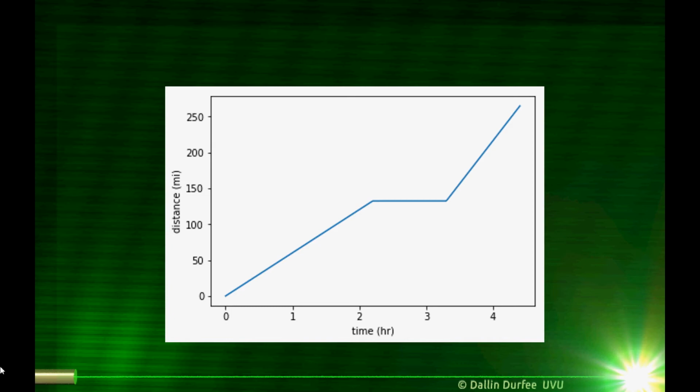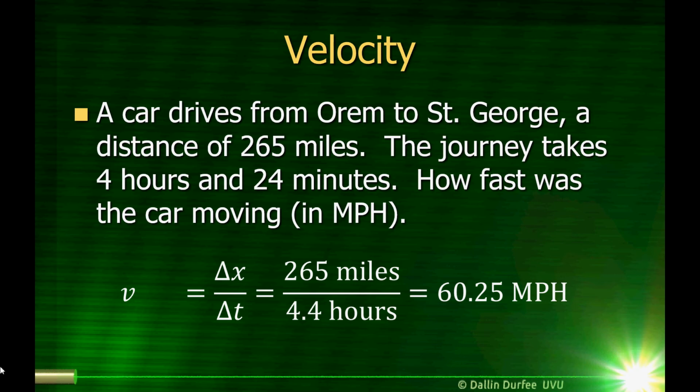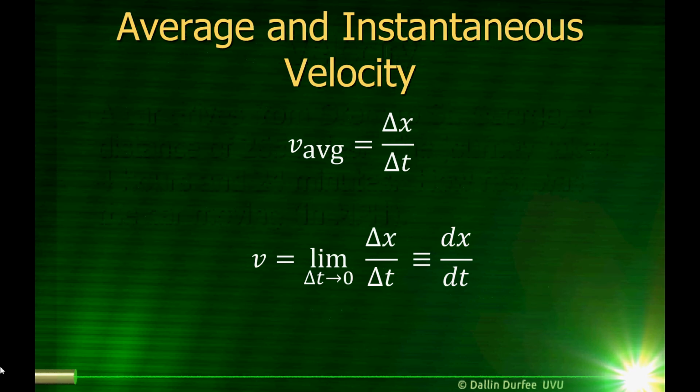So when we take the total distance traveled in the trip divided by the total time that the trip takes, what we are getting is what we call the average velocity. But at any moment in time, the car may have been moving at a much different velocity. So, in other words, what we found is V average, the average velocity. Well, the average velocity is change in distance divided by change in time.